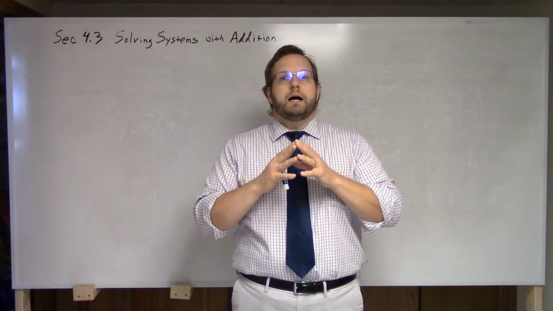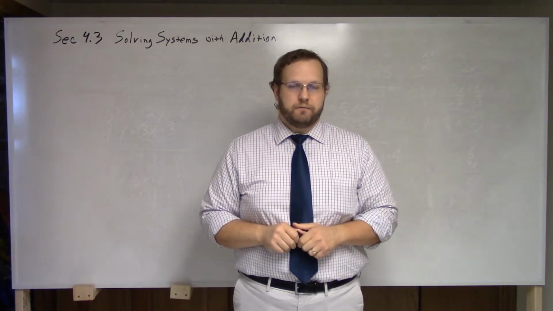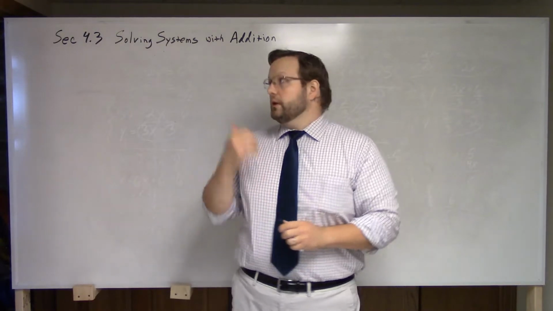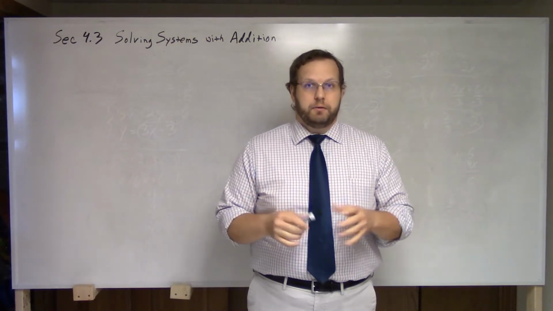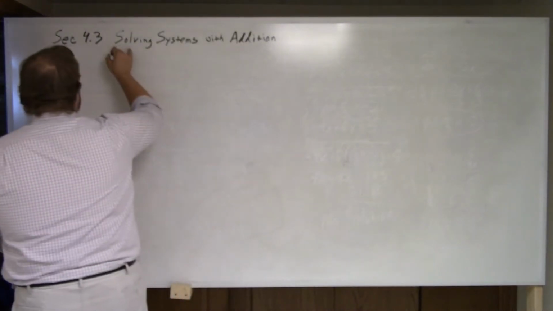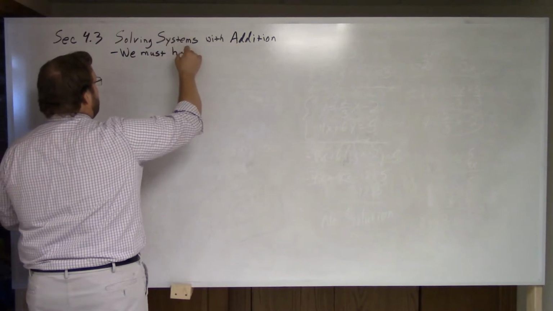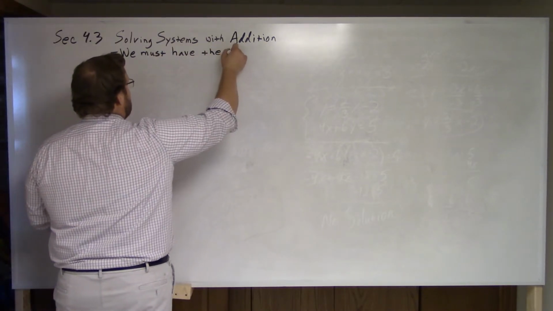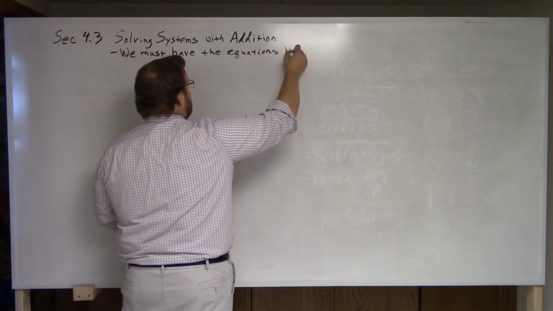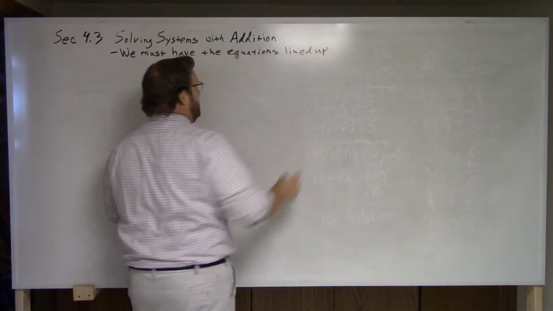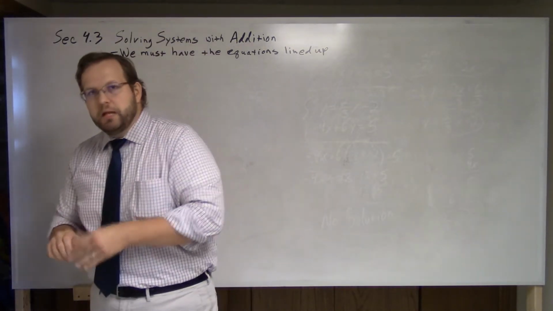Okay, so when we did substitution, we needed to start with a variable by itself. With elimination or addition method, we want to have the equations lined up. So first thing is, we must have the equations lined up. Let me show you an example and I'll explain what I mean.